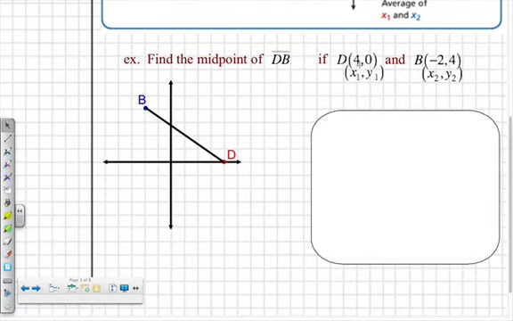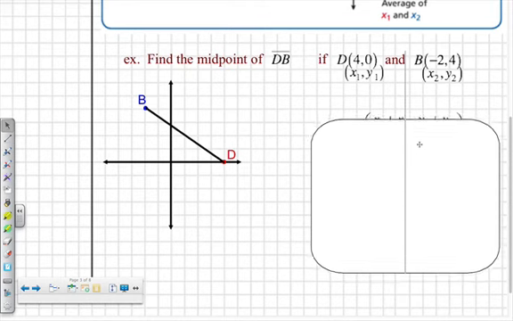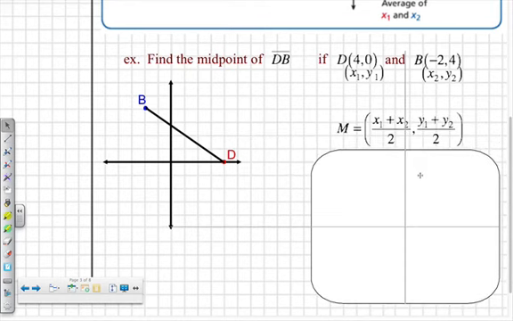Of course, the other thing that you should do is draw a picture. So here we have D is at 4, 0, B is at negative 2, 4. So if I want to find the midpoint of this, I'm going to start with the formula. The midpoint is the average of the x's and the average of the y's. So I'm just going to plug in those values for x sub 1 and x sub 2, and then the values for y sub 1 and y sub 2.